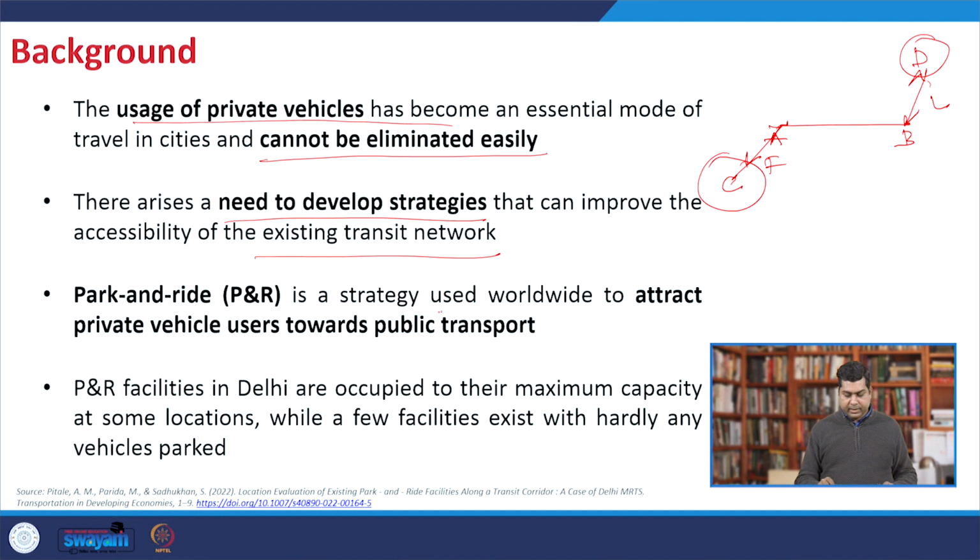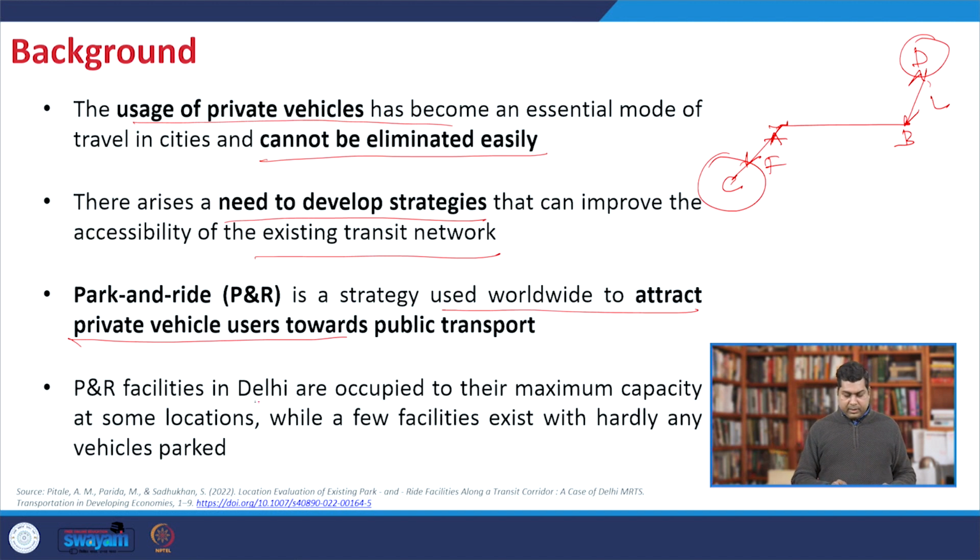Park and ride is a strategy used worldwide to attract private vehicle users as well. So if you improve it, like providing IPT, say auto rickshaw, e-rickshaw as access mode, you will get the people who are using it and they will be happy to use it more. But for private vehicle users, this is one of the strategies where we don't ask them to leave their vehicle at home and then come. You can use it till the station and then use the public transport.